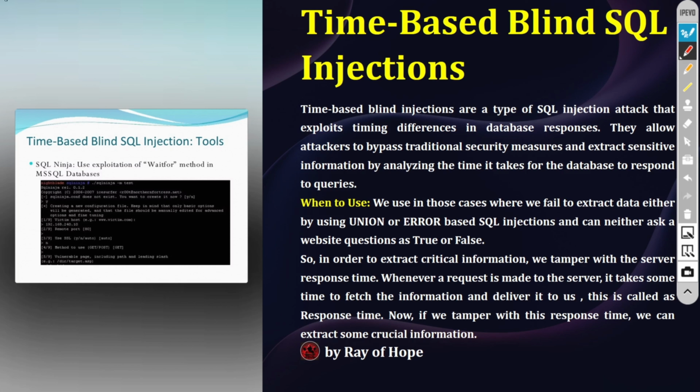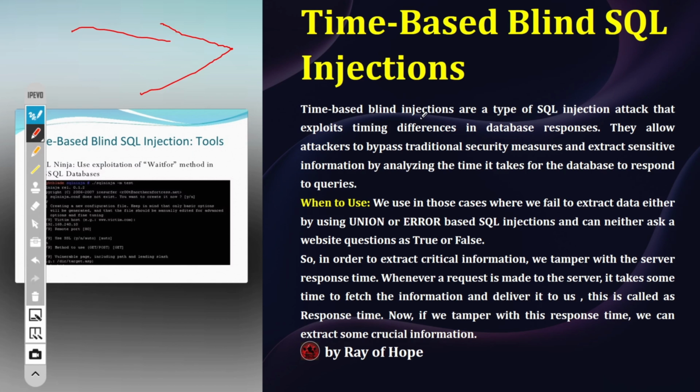But what if a website is not even showing the projection point, nor showing any error, it is not even getting blank, there is no response that we can find? In what case, what kind of attack can we perform? That is where time-based SQL injection comes into action.